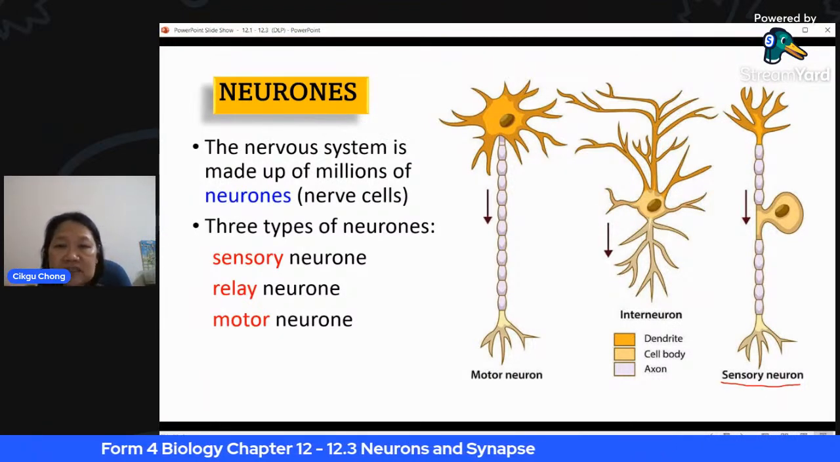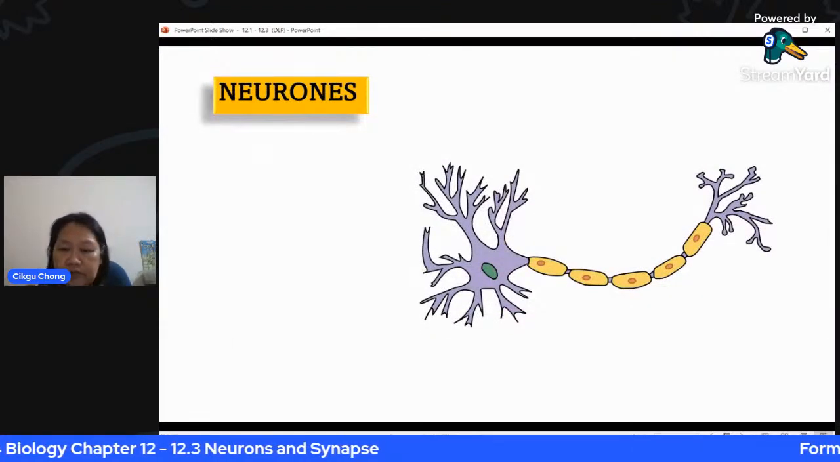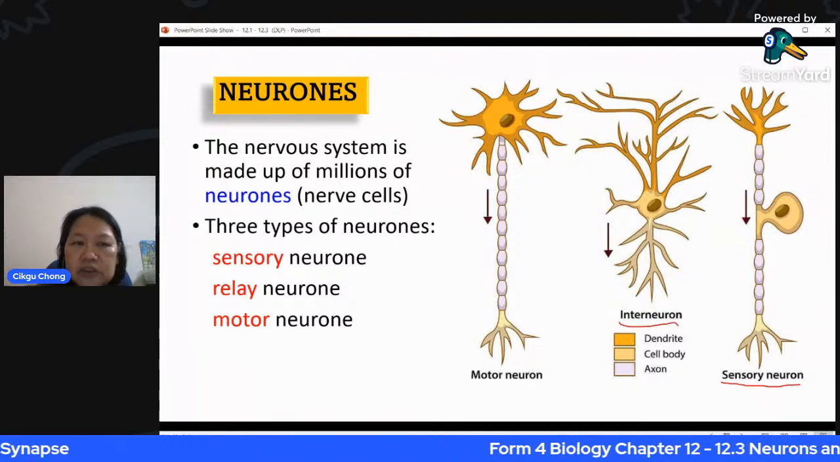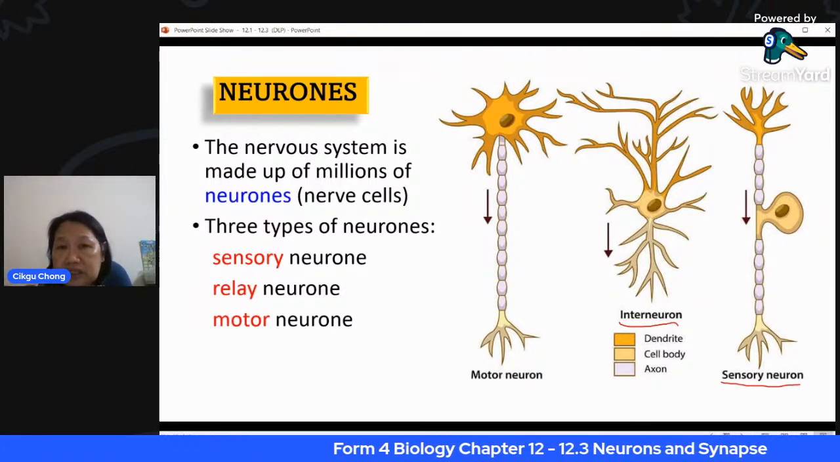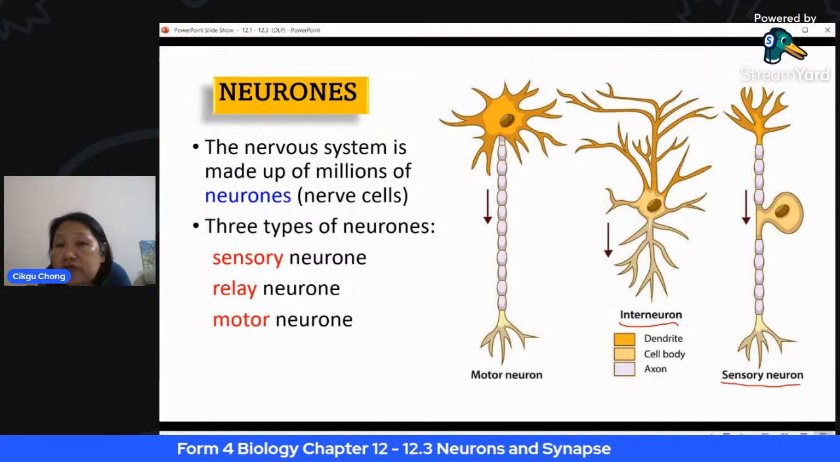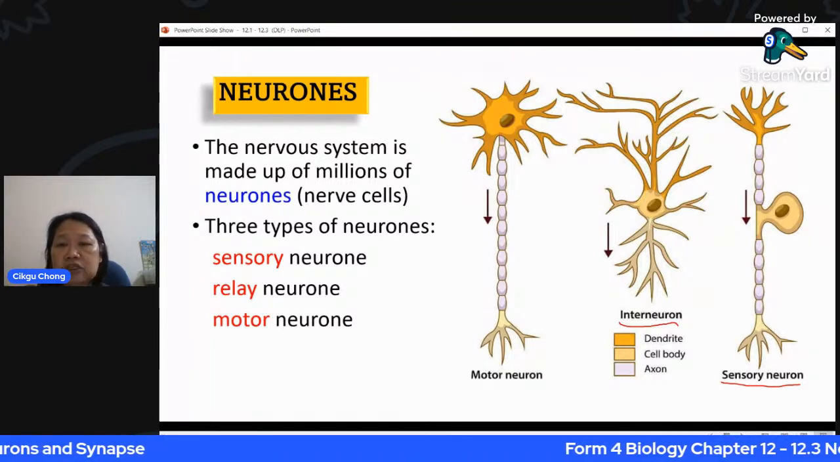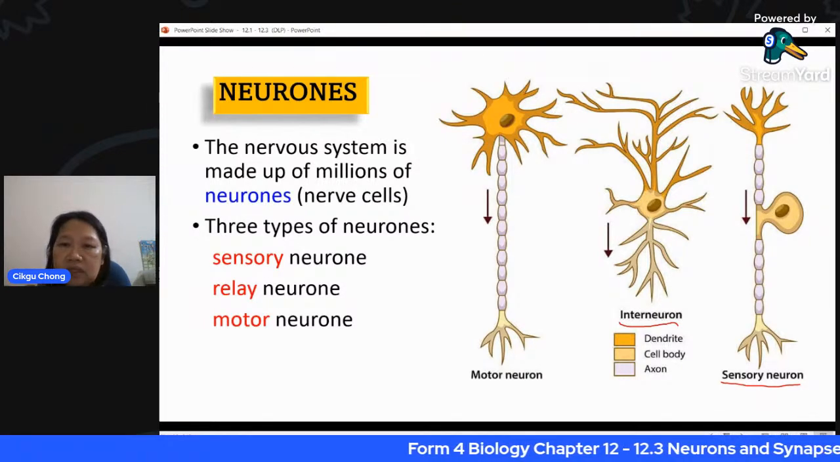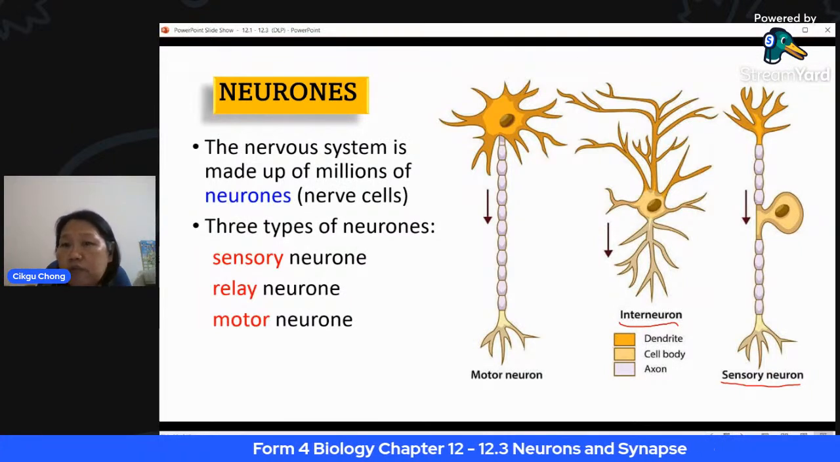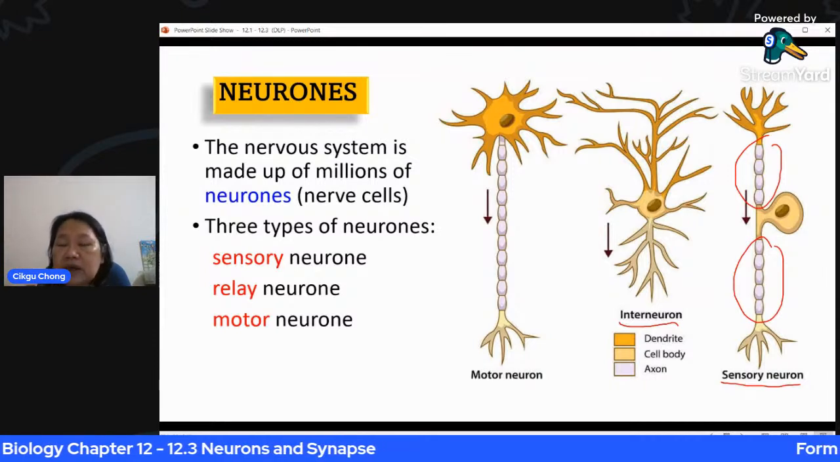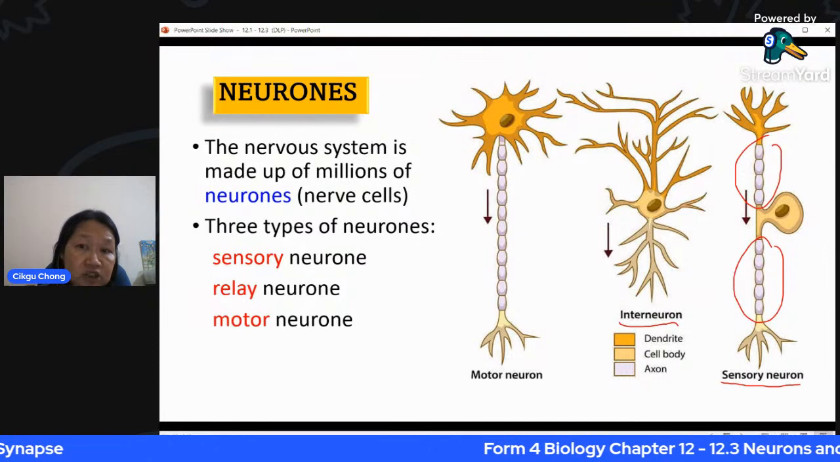The second one is called the relay neuron, which is actually the interneuron. Your new SM syllabus uses the word relay neuron. If you see the word interneuron, which was used in the KBSM syllabus, it means the same thing. The interneuron doesn't have very long projections called the axon or dendron, but it has the cell body with a lot of dendrites.